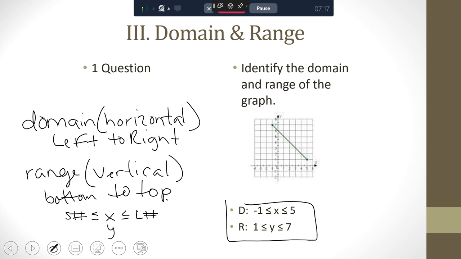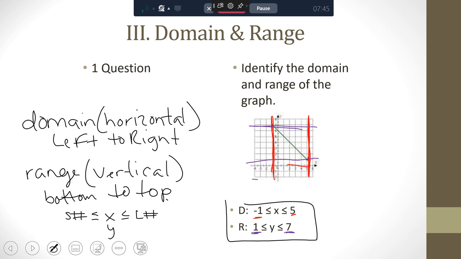So when I'm looking at this, what I like to do is I look at my x values. The first x value that's being represented here is -1. Then I keep going. The last x value here is 5. I like drawing lines, kind of like I'm making a box. Then I look at my y values. I work from the bottom up. The first y value that's being represented is a 1. The last y value that's being represented is a 7.